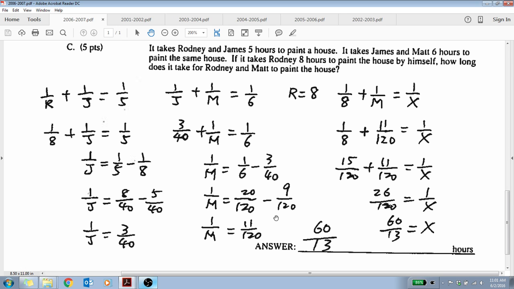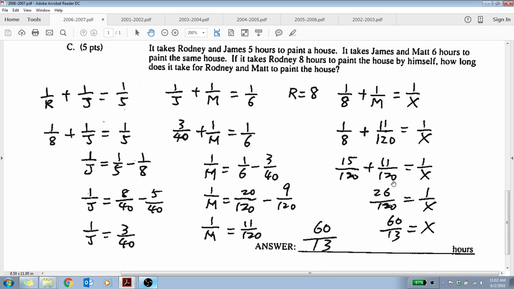Okay, so now looking at the third equation, I already know 1 over 8 is going to be for Rodney's time, plus 1 over M. We found 1 over M to be 11 over 120. So when I add these together, it's going to give me 1 over X, where X is my total time. If I just solve this for X, I will have my answer.